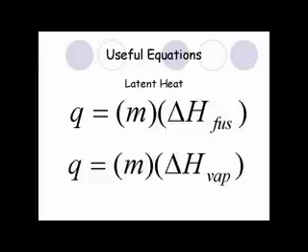We can calculate heat, represented by Q in joules, which is equal to the product of the mass times the latent heat of fusion in the case of a phase change involving a solid and a liquid. And if the phase change involves a liquid and gas, then Q in joules would be equal to the product of the mass times the latent heat of vaporization.